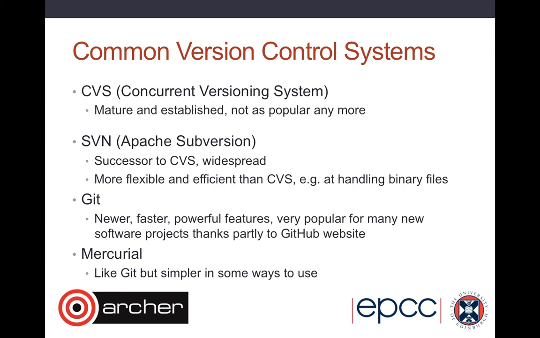Git is a lot newer. It was developed by Linus Torvalds of Linux fame. It's certainly faster than a lot of other version control systems. It has some very powerful features, which we will discuss in the second virtual tutorial on version control. And it's very popular for many software projects, including in Silicon Valley and startups, as well as in some bigger established software development-based companies. Part of the reason why it is popular is thanks to the website GitHub, which, as the name suggests, is connected somehow to Git in that it exploits some of the features that Git gives you. But it's a website that offers additional functionality that integrates well with the way that people use Git as a version control tool.